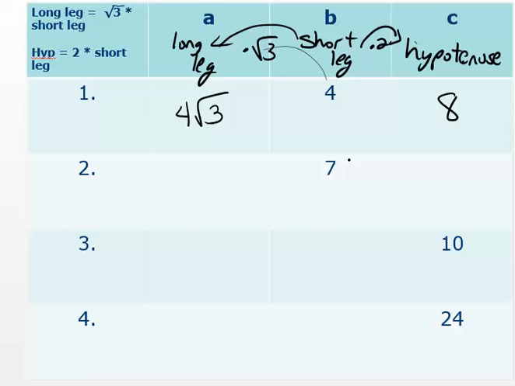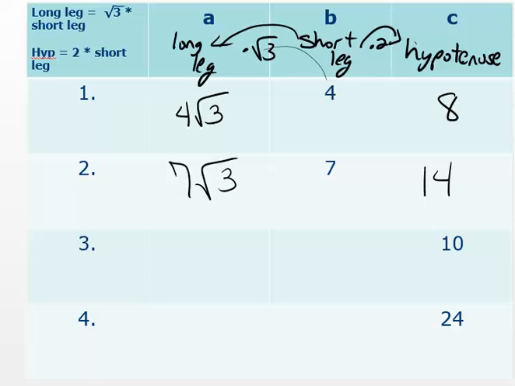If our short leg is 7 and number 2, to get the hypotenuse, we do times 2, so that's 14. Again, short leg is 7. To get to the longer leg, we're going to multiply by rad 3. And remember, when we multiply a whole number, a regular number that's not underneath the radical, times a radical, we just put those next to each other, the same as we would when we're multiplying 7 by x.